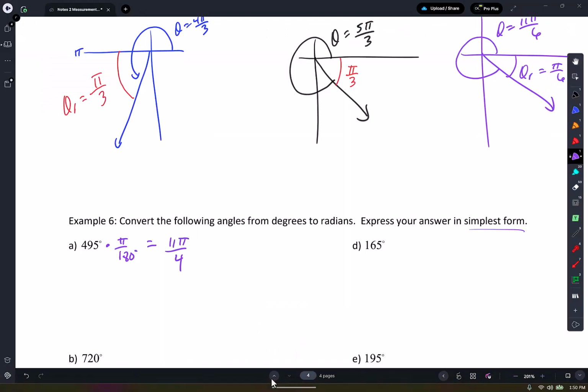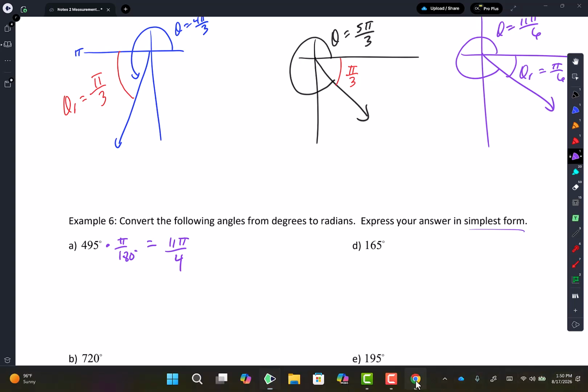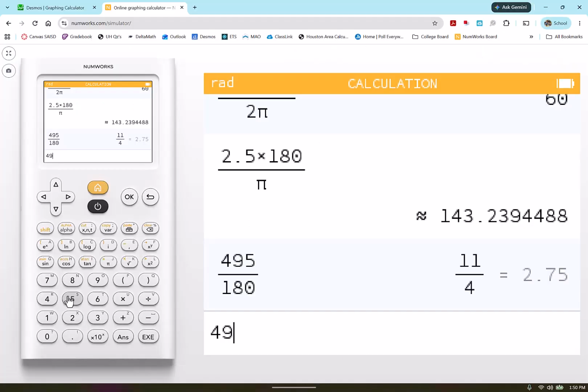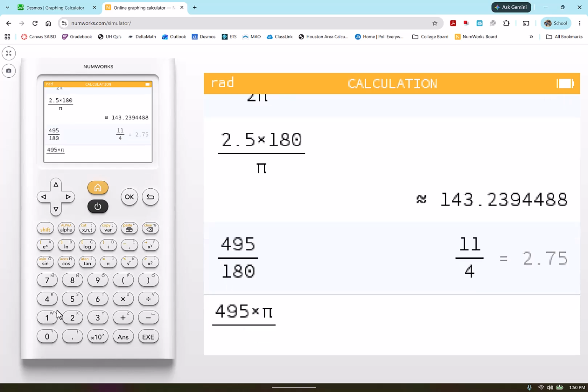Let me try it with a pi over 180. See if the calculator would do it. I think this calculator would do it. 495 times 180 over pi. Oh, no, pi over 180. Pi over 180.